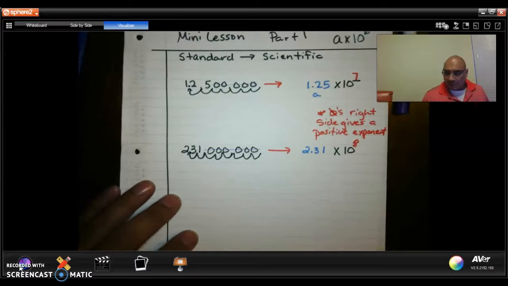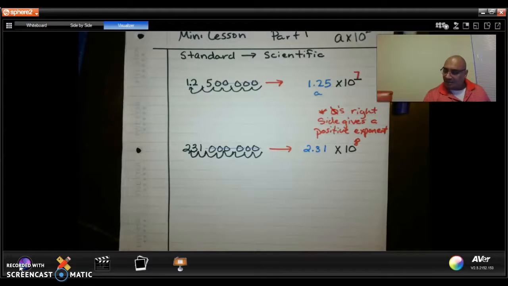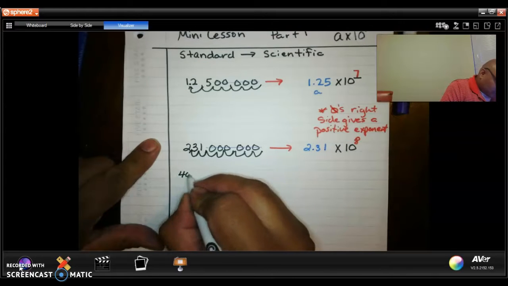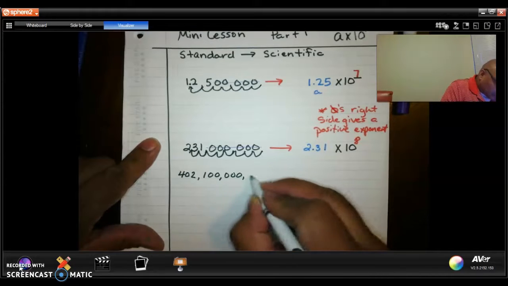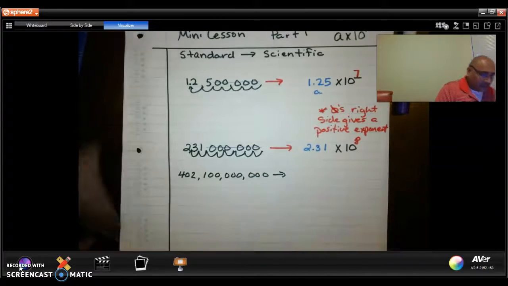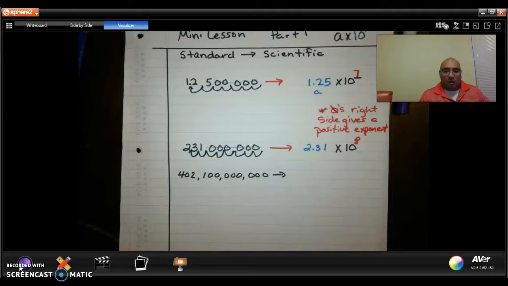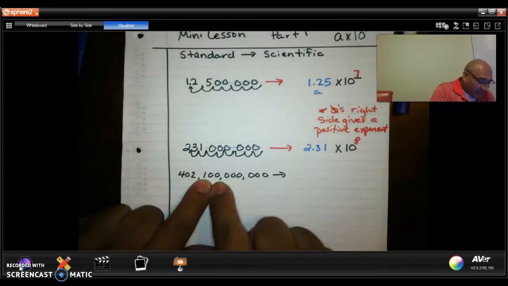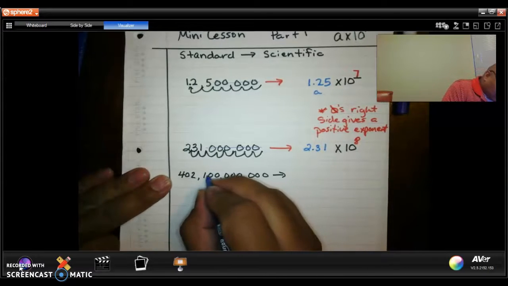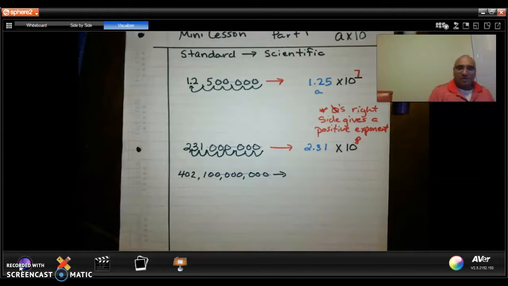Let's do another one for more practice. I'm going to take 402 billion 100 million. So remember the goal: always get rid of the ending zeros. Ending. Not right here in the middle. Ending. So I'm going to put a little line through them, knowing that I'm going to get rid of these zeros. Then I'm going to move my decimal.